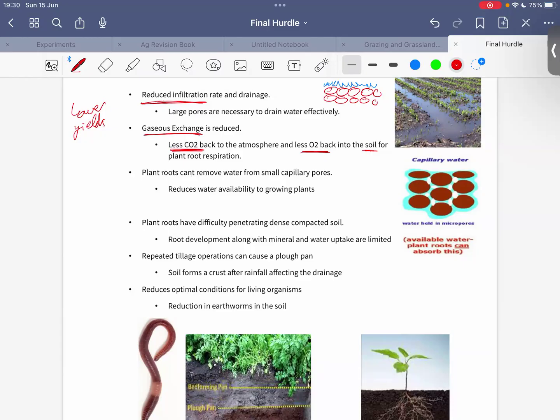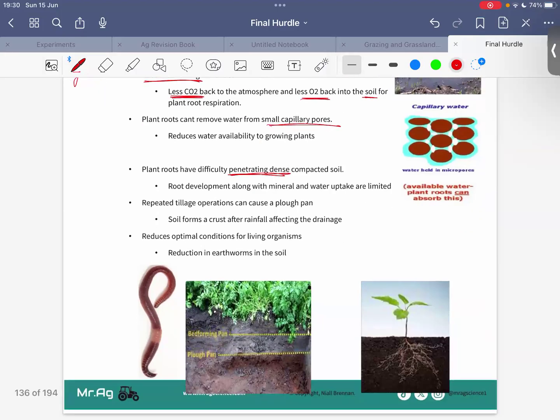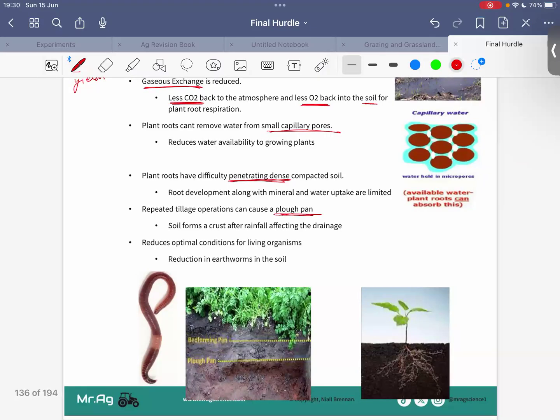Plant roots can't remove water from small capillary pores. Plant roots have difficulty penetrating the soil, so poor root development. Repeated tillage operations cause a plow pan, so plowing at the same depth every single year. Look at here, you're plowing at the same depth, like with your potatoes, 22 centimeters, then you get a layer of a plow pan that develops here, and that is going to be impermeable. It doesn't allow water to pass through, and again reduces our earthworm population. Not going to be optimal conditions for our earthworms.